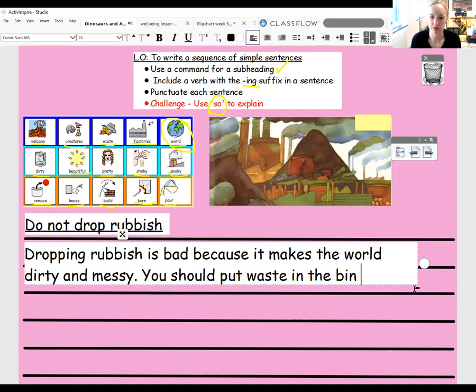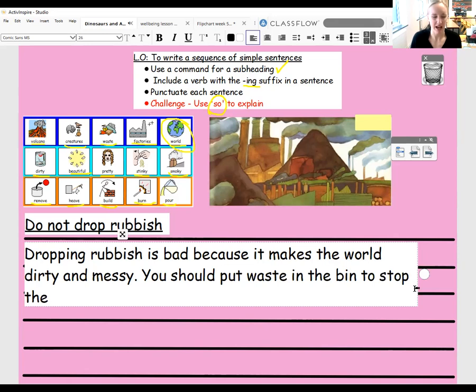It would stop the animals from getting hurt. Because if there's lots of rubbish on the floor, then if they step on something sharp, it might hurt them. So you should put waste in the bin to stop the animals. Oh, there's a word on here. Creatures. I'm going to use creatures. Creatures from getting hurt. Ooh, hurt.